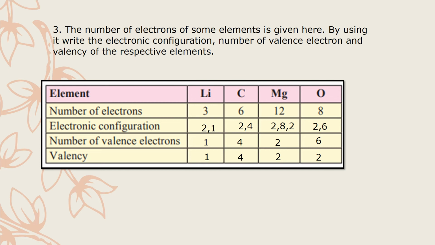Now next element is magnesium. So number of electrons will be 12. Electronic configuration 2, 8, 2. Number of valence electrons are 2. Then valency will be 2 for magnesium.